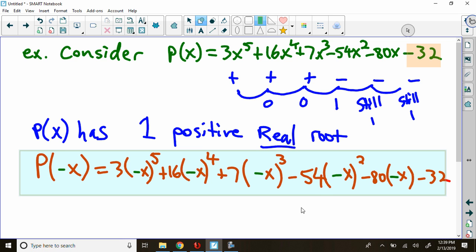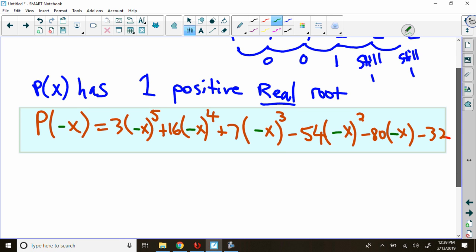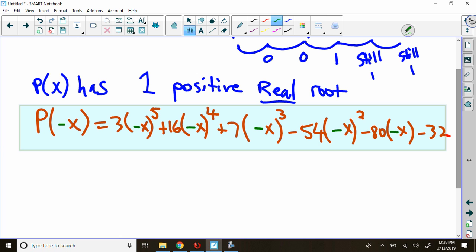Anyways, what we got to do is we got to simplify this. We've got to simplify each one of those terms. So P of negative x is when we take a negative x to the fifth, that's negative times a negative times a negative times a negative times a negative. Is that going to be negative or positive?